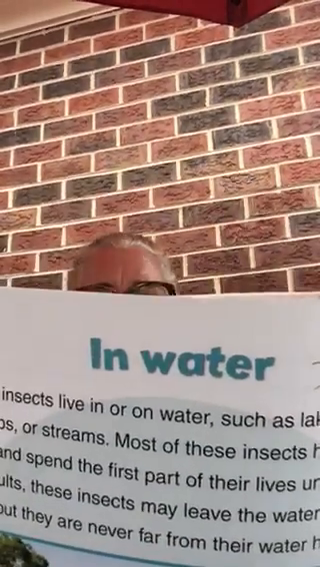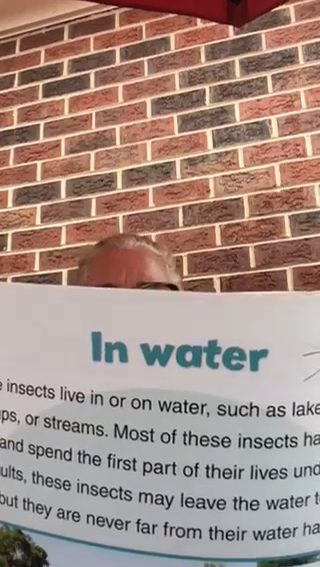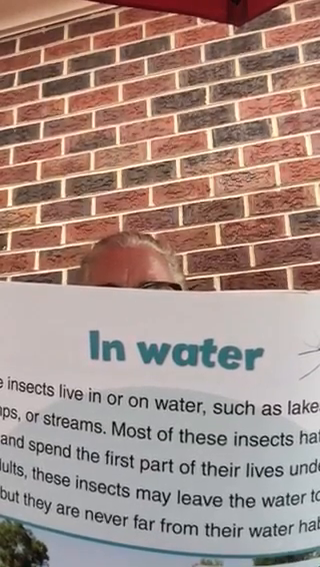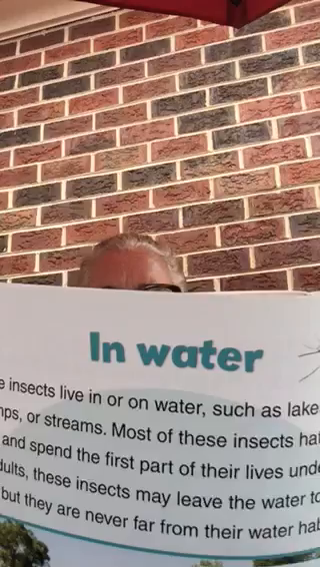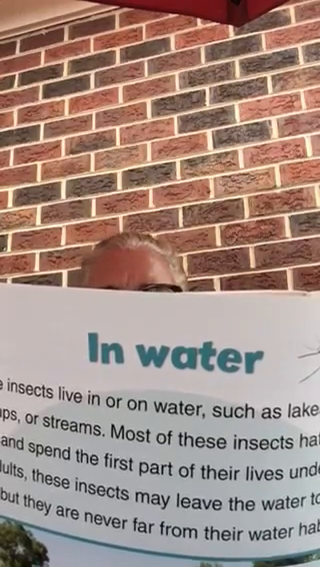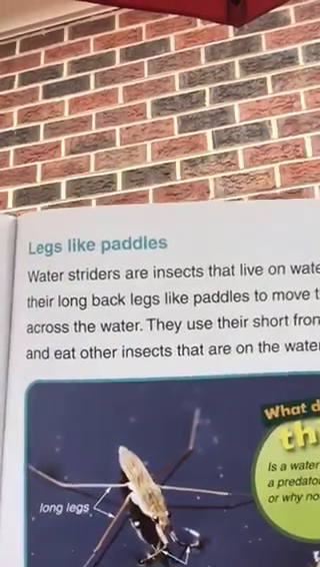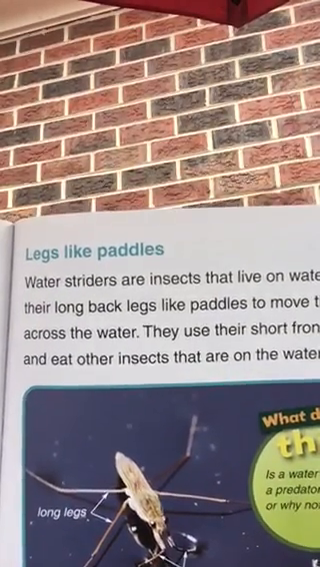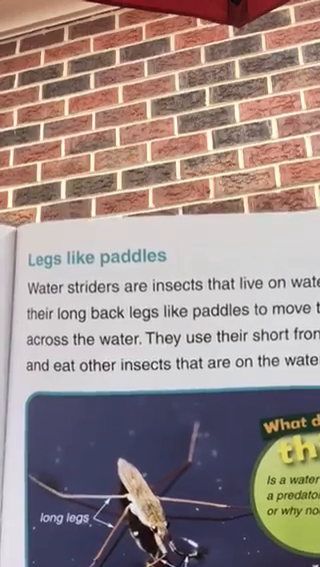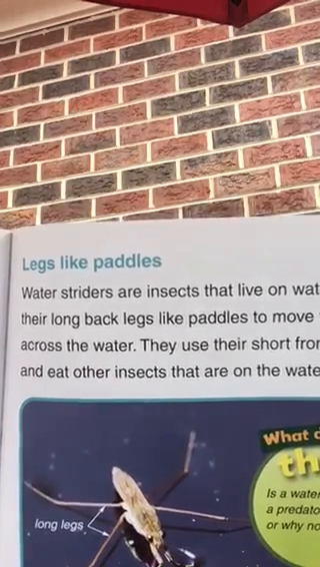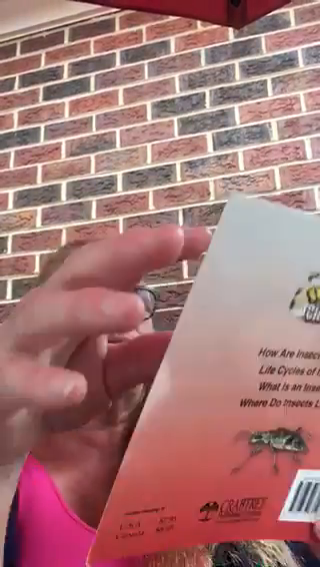Legs like paddles. Water striders are insects that live on water. They use their long back legs like paddles to move themselves across the water. They use their short front legs to catch and eat other insects that are on the water's surface. There's a water strider right there. You'll have to see. If you ever go down to one of the ponds, or if you live in Lake Park, you go to the lake, see if you can see any of those water striders. We do have those here.